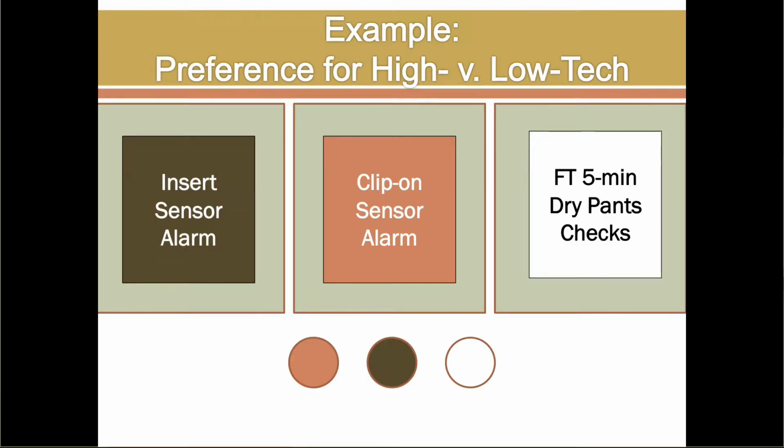So we included 2 models of alarm, one that was a clip-on to the underpants and one that was an insert sensor into a mini pad within the underpants. Okay, so 2 different types of models. And also we gave what we thought was a control option.